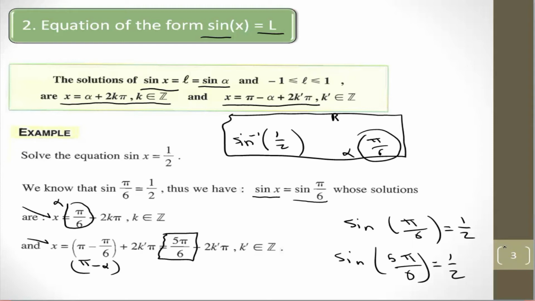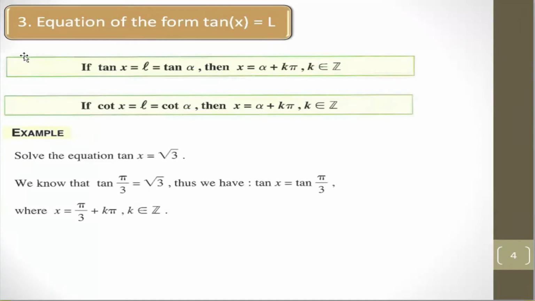Let's take the third type of equation, which is tangent x equal L. If tangent x equals a number, the property says that if tangent x equal tangent alpha, then x equal alpha plus k pi. Be careful here, k pi with k belongs to Z. And if cotangent x equal cotangent alpha, then x equal alpha plus k pi. They have the same answer.